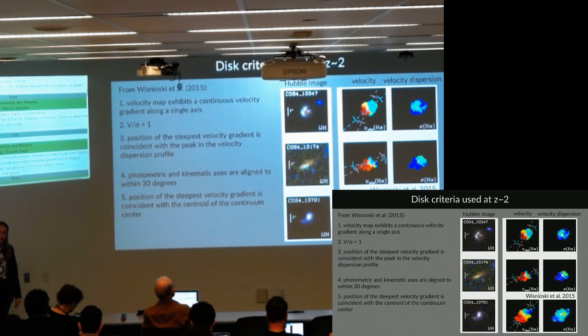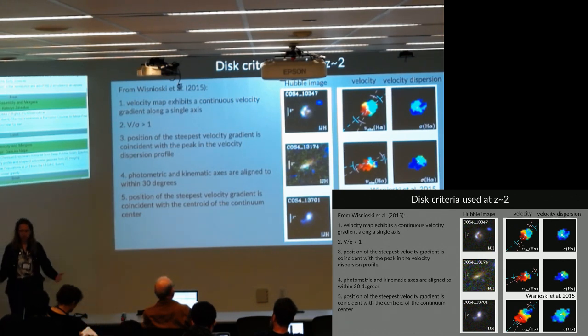So what do you do when you have data that doesn't have that many resolution elements? Instead of just looking at it and making it obvious, oh yes, that is a disk, yes, that is a merger, you start creating things like criteria.